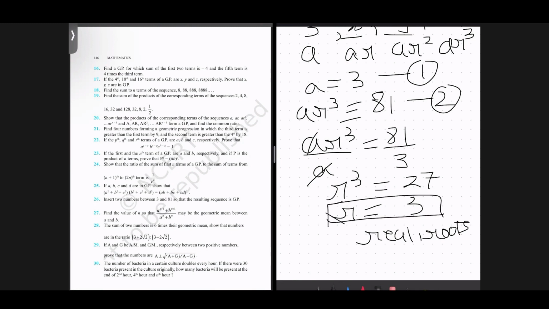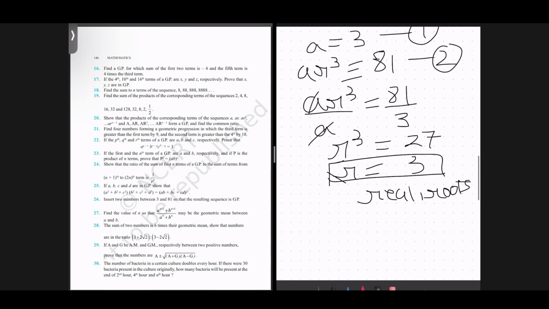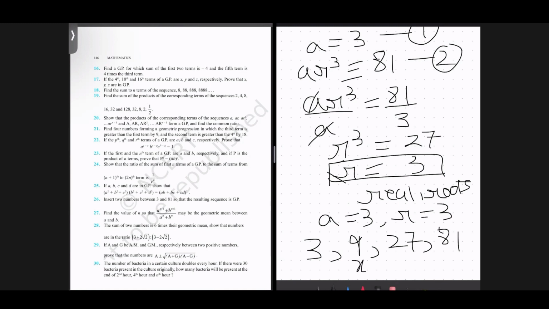The first term of the GP is 3, A equals 3, and the common ratio is also 3. So the GP is 3, then 3 into 3, that becomes 9. Then 9 into 3 becomes 27, and 27 into 3 becomes 81. So X equals 9 and Y equals 27. These are the two terms that you are going to insert between 3 and 81, so that this entire sequence becomes a geometric progression.